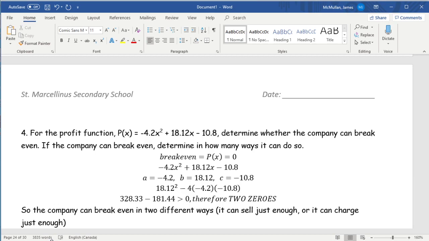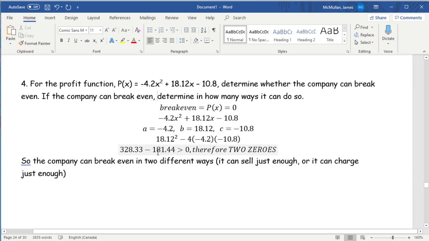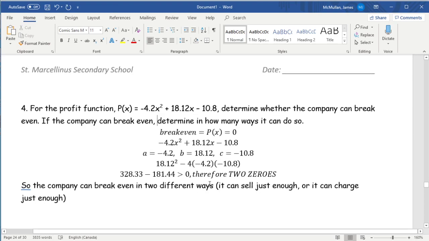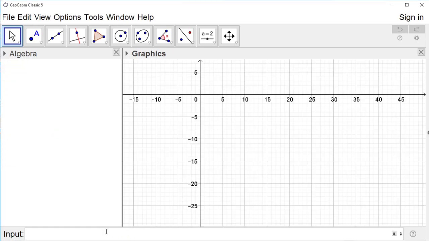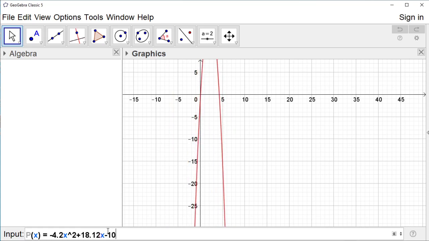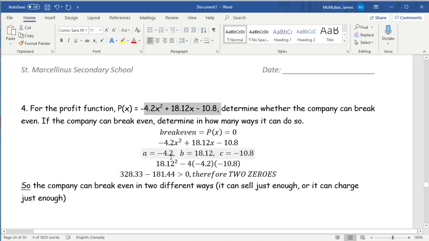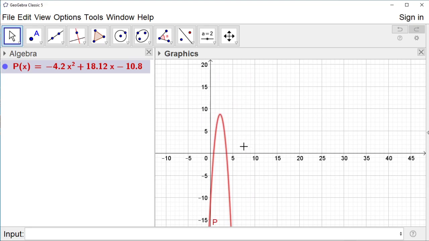Then it says if the company can break even, okay, we prove that it can. Determine how many ways it can do so. So again, there are 2 ways it can do so. All right, so again, let's just graph this one quickly so we can demonstrate it visually again. So profit function is equal to negative 4.2x squared plus 18.12x plus 10 minus 10.8. Okay, so there's the equation.